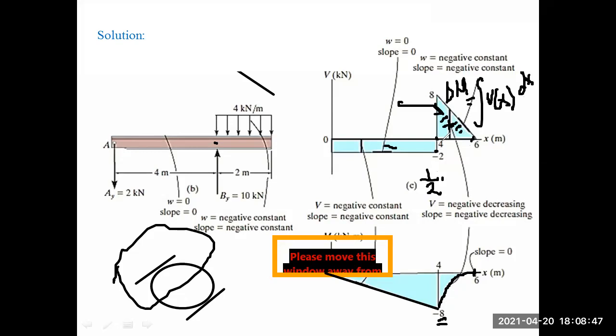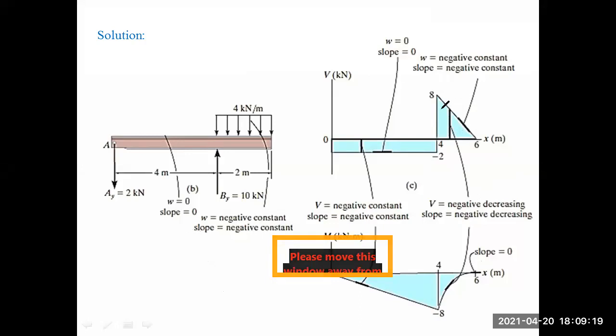So I need to calculate the area, which is half of this space, half of this. From 4 to 6, that means it's 2. 2 times the height, 8, right? So I'm going to get 8. So delta M is 8. I have here negative 8, so that means here is 0. Oh, good. So that's how we draw the shear force diagram and bending moment diagram graphically.